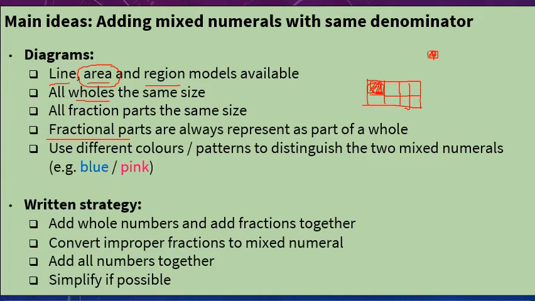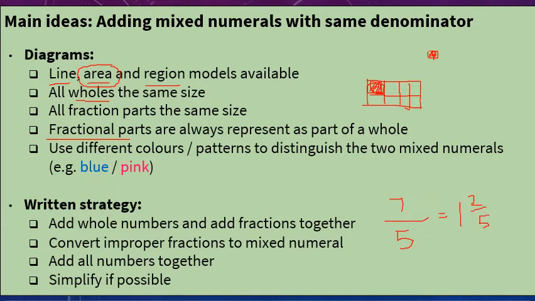For the written strategy, I like to add the whole numbers and fractions separately. Make sure you convert the improper fractions to mixed numerals. Improper fractions are where we have a numerator that is larger than the denominator, and we can convert that to a mixed numeral by dividing the top number by the bottom number. So here we've got 7/5. 5 goes into 7 one time with 2 left over, so we have 1 and 2/5.